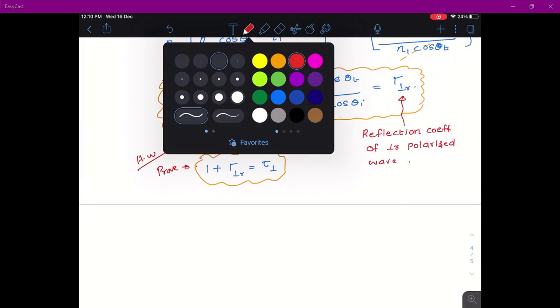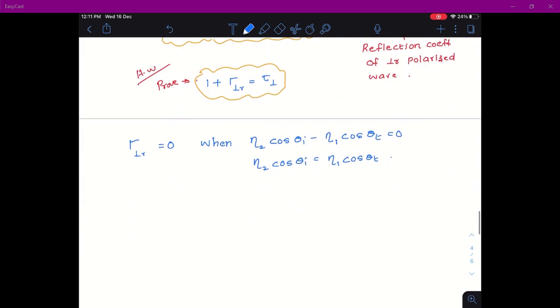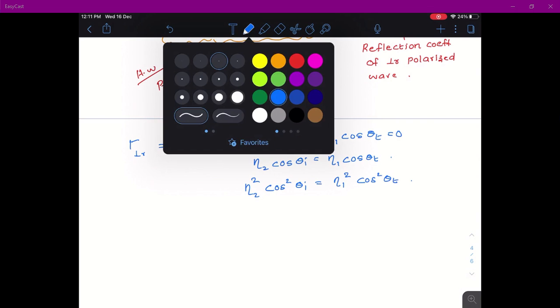Also, the reflection coefficient is equal to 0 when eta 2 cos theta I minus eta 1 cos theta t is equal to 0, or eta 2 cos theta I is equal to eta 1 cos theta t. Fine. Let us square this. Eta 2 square cos square theta I is equal to eta 1 square cos square theta t.